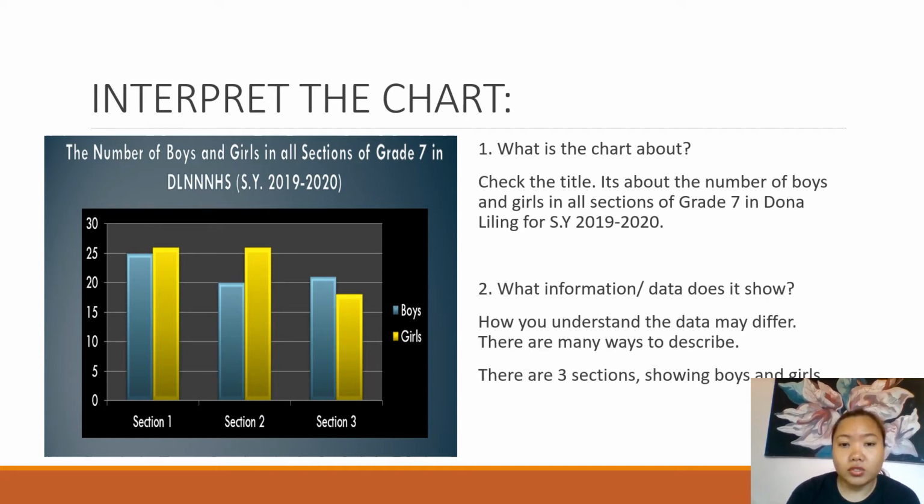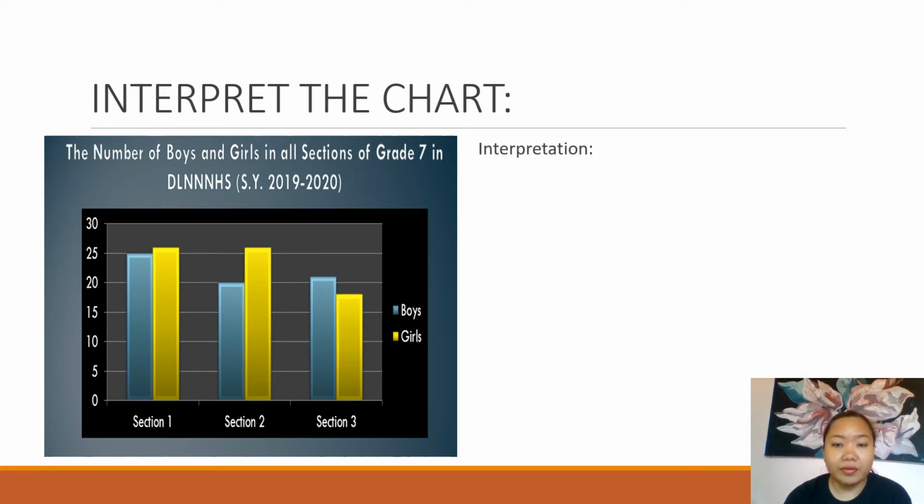Okay, so how do we transcode then? Now that we know this information, we will combine it. So when we interpret, this is the interpretation. We already know what the chart is about and what the information is, so we will just need to combine.